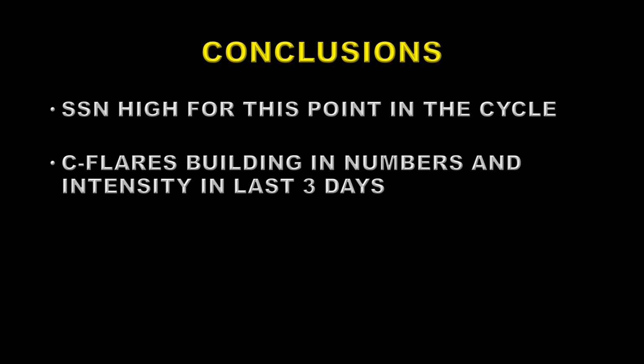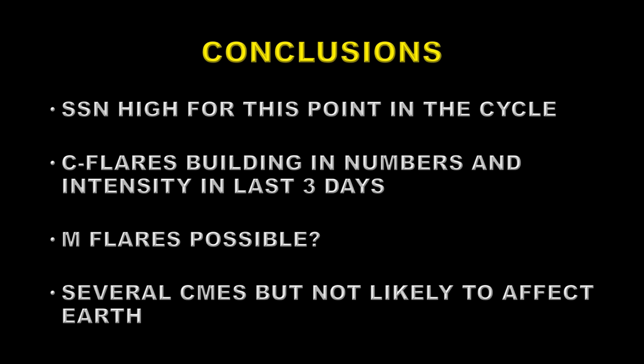So what conclusions can we draw from all of this? Well, the sunspot number is high for this point in the solar cycle. It's well ahead of what the models were predicting. We see the number and intensity of C flares building and think it's possible that there's at least an M flare on the way. We've had several CMEs, but none of them seem likely to be affecting Earth in the near future.